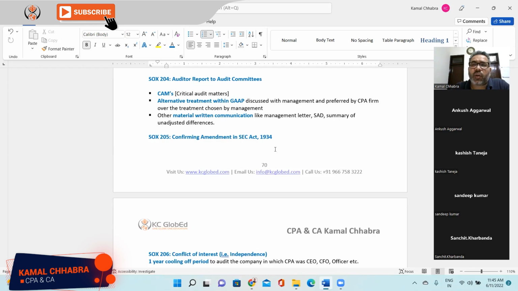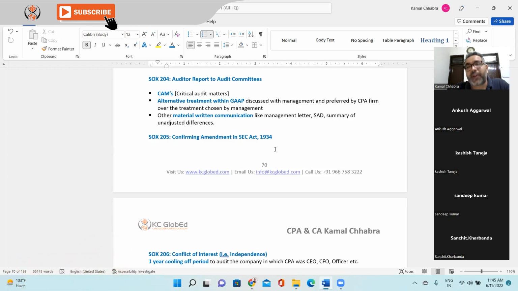So here in your audit report, you need to clearly mention what all areas you have considered as a critical audit matter, right? And it is mandatory for a CPA to have at least 1 or 2 critical audit matters. If you do not have any critical audit matter, then you need to give the reason in your audit report why you have not identified any critical audit matter, right?